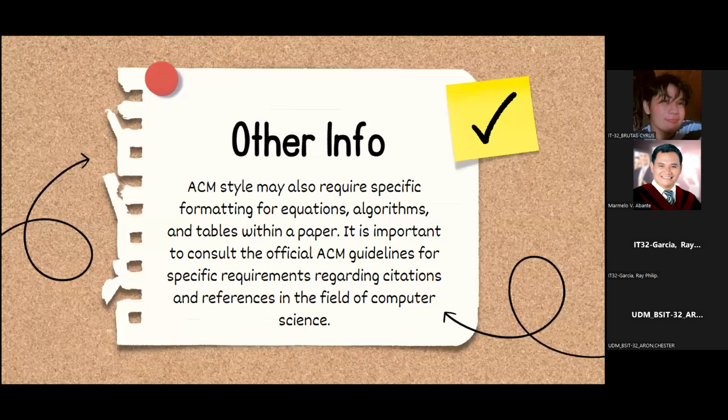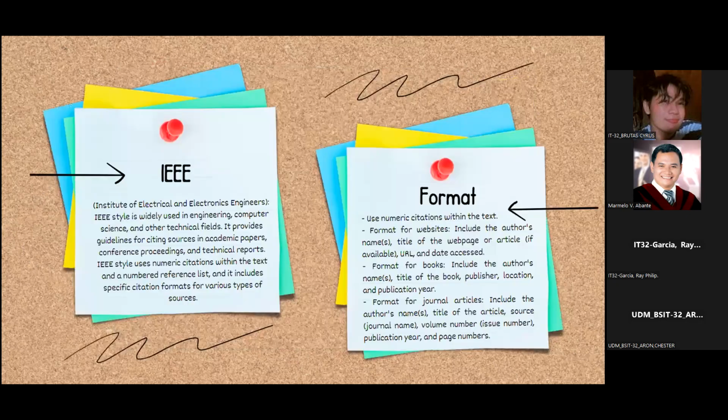So, in other information for ACM style, it may also require specific formatting for equations, algorithms, and tables within a paper. It is important to consult the official ACM guidelines for specific requirements regarding citation and references in the field of computer science. So that's all for my report, and the next part will be reported by my partner. Thank you for listening.